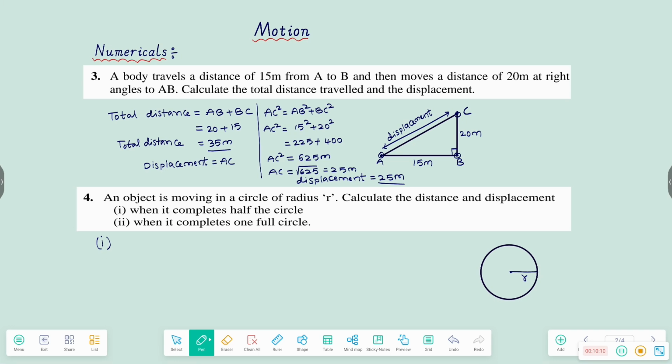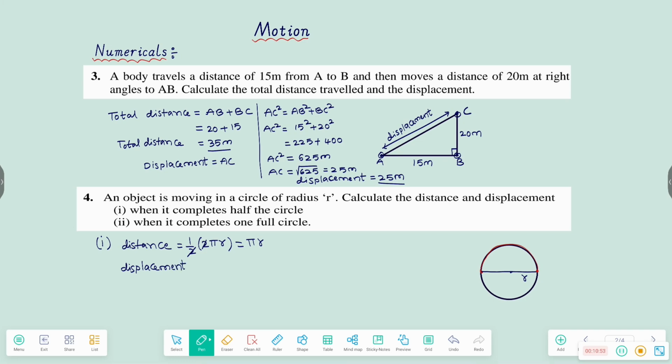When it completes half the circle, means we start at this point, we come like this, and we stop at this point. So when it completes half rotation, you have to find distance and displacement. Now distance, let us find first. Distance is half of the circumference of the circle. Circumference of the circle is 2 pi r, so half of 2 pi r. So the result is pi r. That is the distance. Then what is displacement?